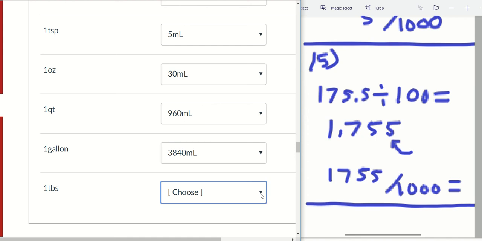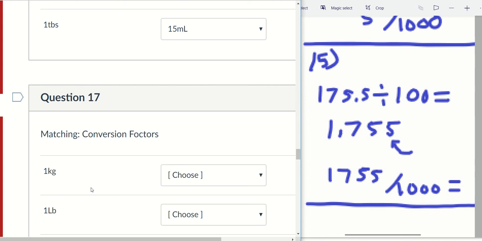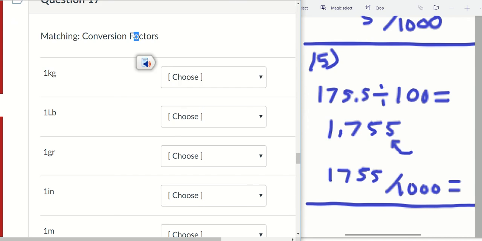And then 1 big spoon, 1 tablespoon is 15 ml. So make your flashcards, use these approximations, and avoid using a conversion tool online. They're going to use exact conversions. You just want the approximation. Oh, it's misspelled. That should be an A.